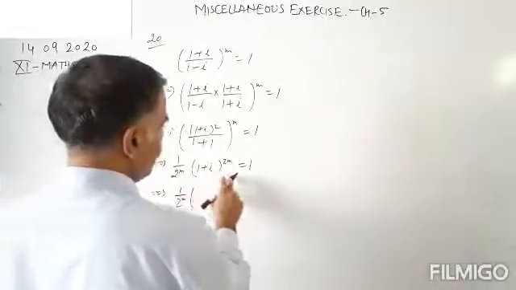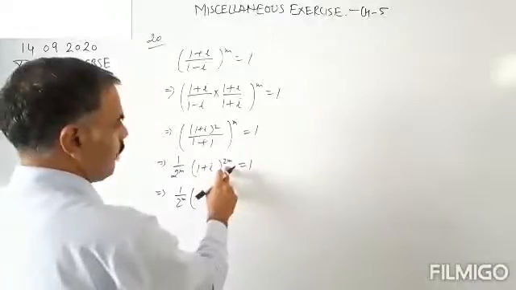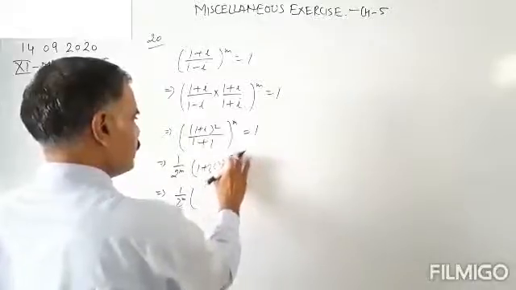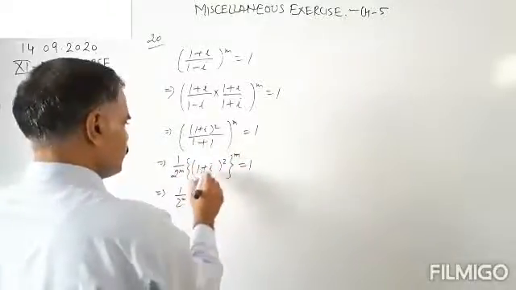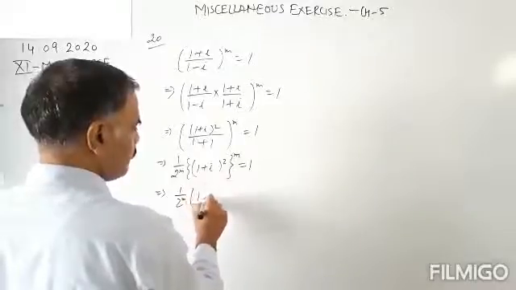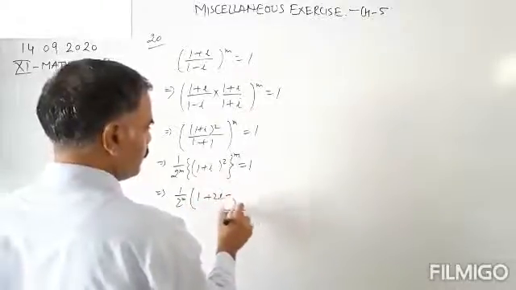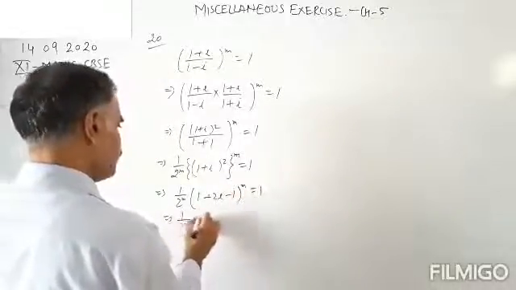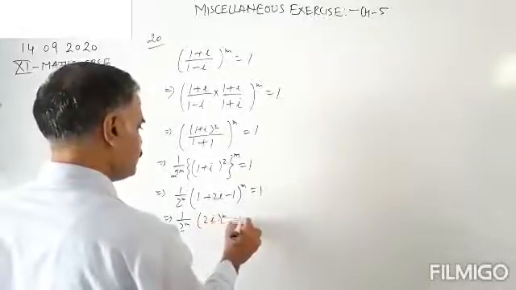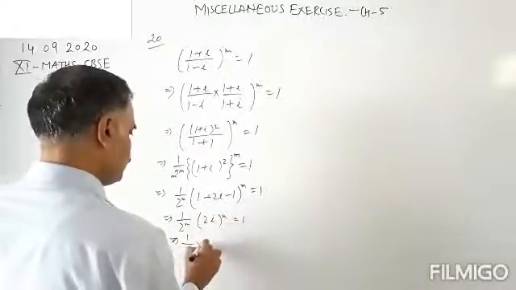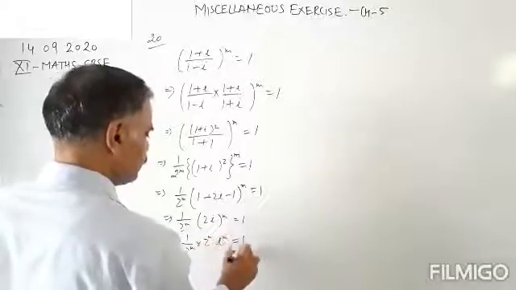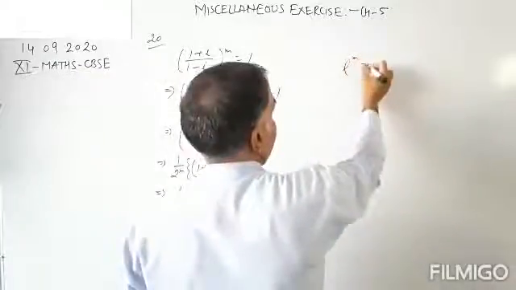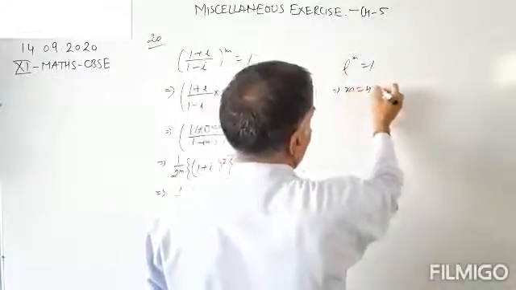Now solving this, (1 plus iota) whole square, that is 1 plus 2 iota minus 1, to the power m equals 1, means 2 iota to the power m upon 2 to the power m equals 1, means 2 to the power m times iota to the power m upon 2 to the power m equals 1, means iota to the power m equals 1. Iota to the power m equals 1, it means m is a multiple of 4.